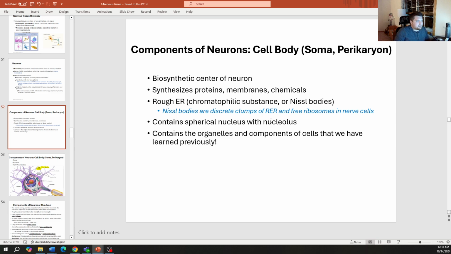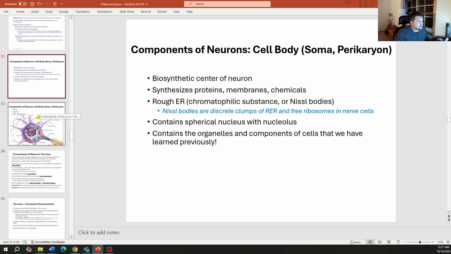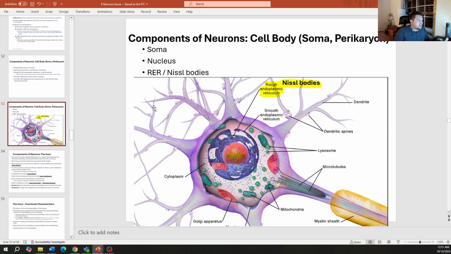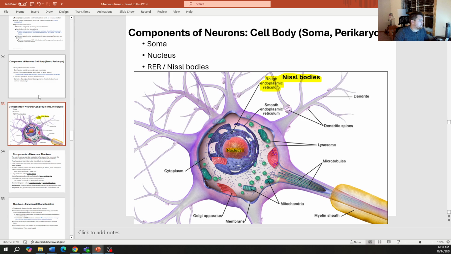The nucleus as well as the nucleolus are going to be spherical within the nerve cell, and we have all of the organelles and stuff that we have before. So here we can look at this rough endoplasmic reticulum, aka Nissl bodies. We have a nucleus, we have all the other components, we have the mitochondria, we have the smooth ER, we have the Golgi, all of that stuff. We have all of that within our cell body.